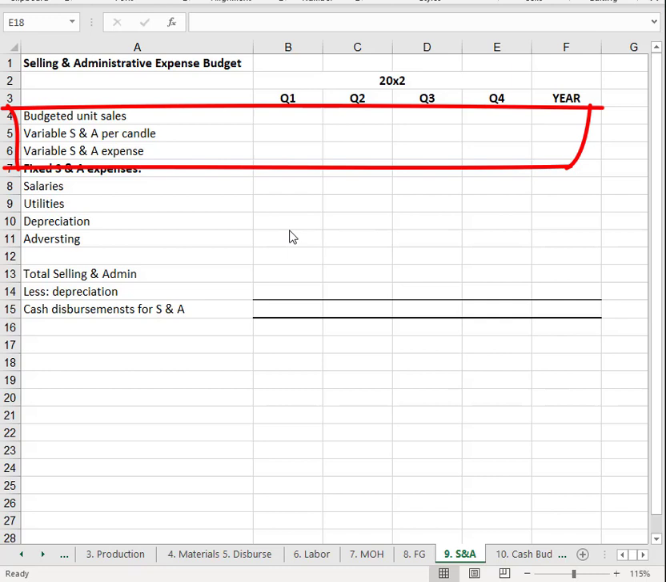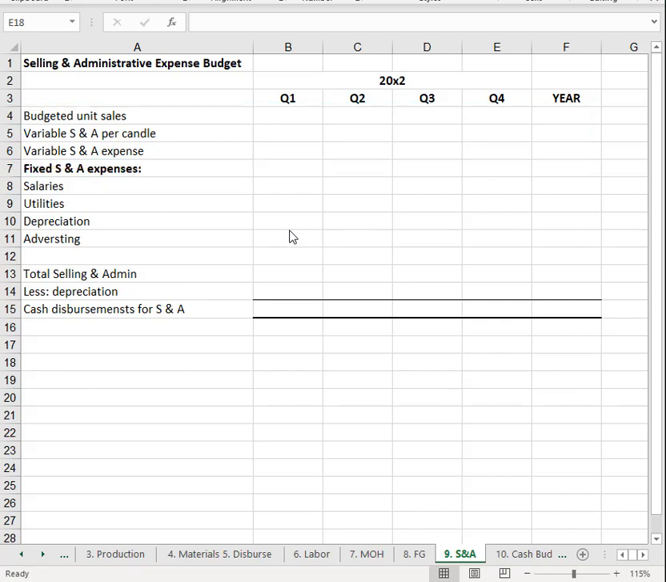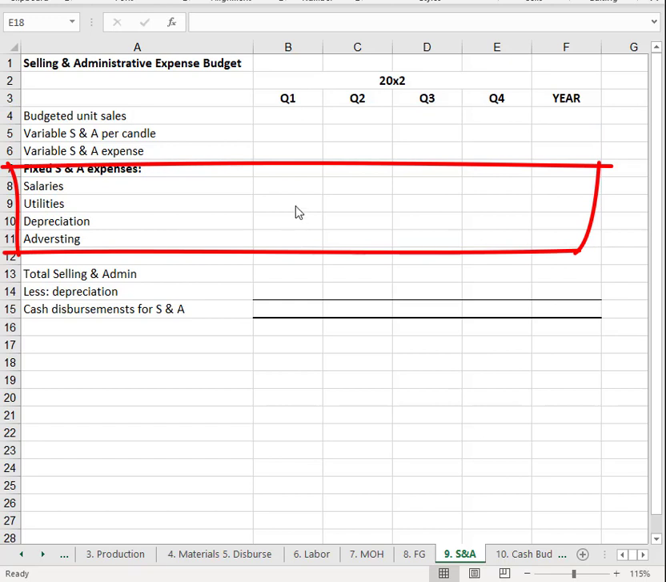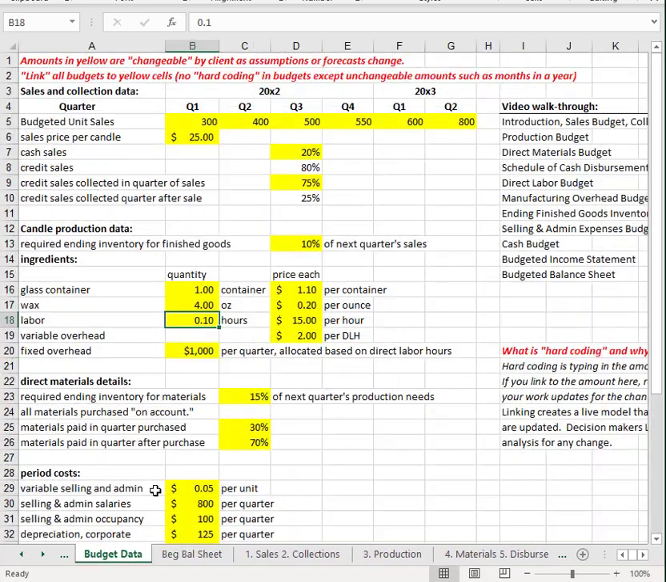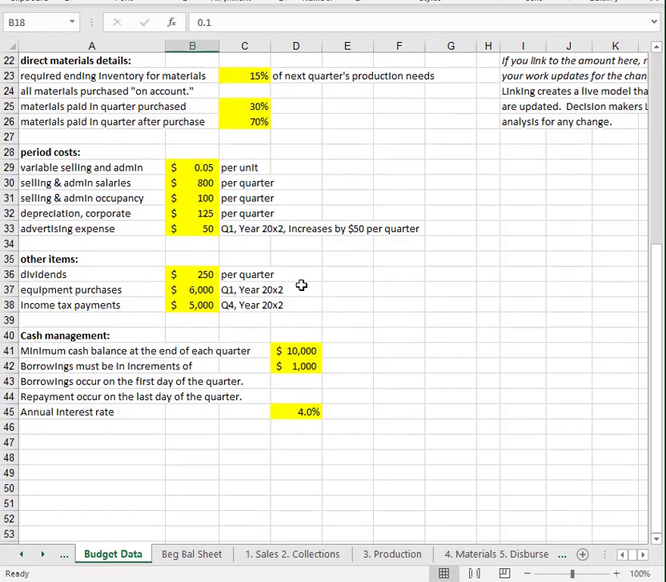We have a variable portion of the selling and administrative, and we have fixed selling and administrative expenses. How do we know that from the original data they gave us? Let's peek at that for a minute. Selling and administrative, of course, is a period cost. So you can see these are summarized for us. The first one is $5 a unit, and then the rest are per quarter. So those are fixed. Advertising expense is a stair step. It starts at 50 for the first quarter and then increases by 50 per quarter.